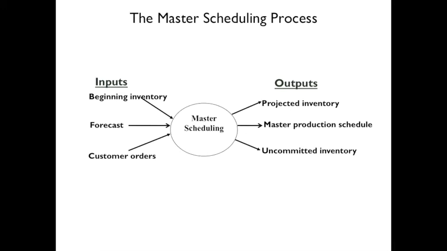Here's a master scheduling process. You begin with inputs on the left-hand side. So you need your beginning inventory, your forecast, and your customer orders. So what do you forecast orders to be? What do you know the orders are, and what's in the inventory? You do master scheduling, figuring out what you're going to make when. And then out of that output, you're going to have projected inventory, a master production schedule, and then uncommitted inventory. So that uncommitted inventory really goes to the forecast.